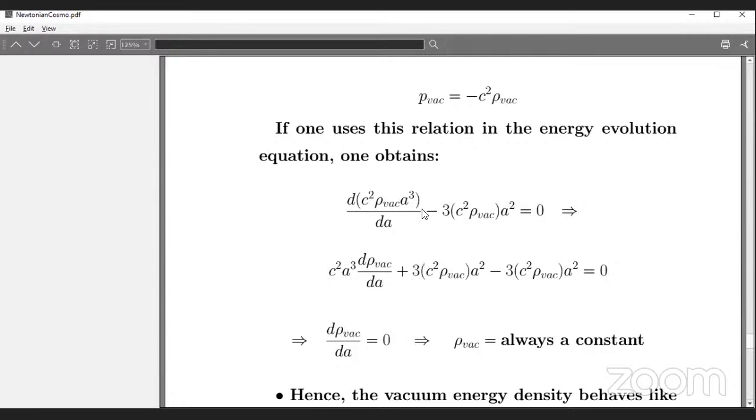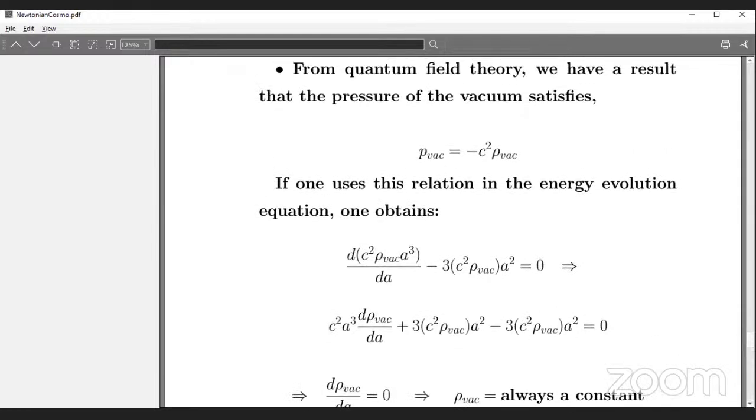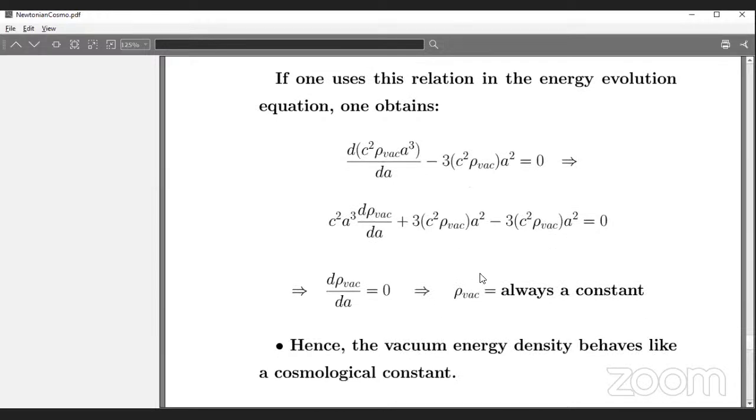But this term cancels with the negative term, and you get the result that d by dA of the mass density of the vacuum is 0. In other words, from our second FLRW equation, we get the result that the quantum field theoretic vacuum is such that the energy density of the vacuum remains always a constant, whether the universe expands or the universe contracts.